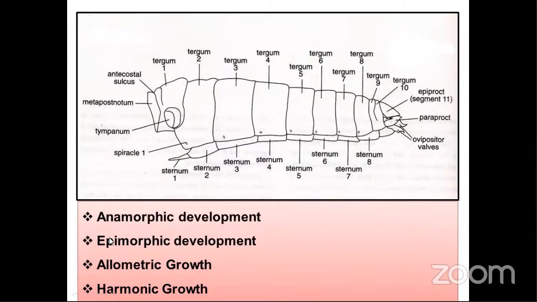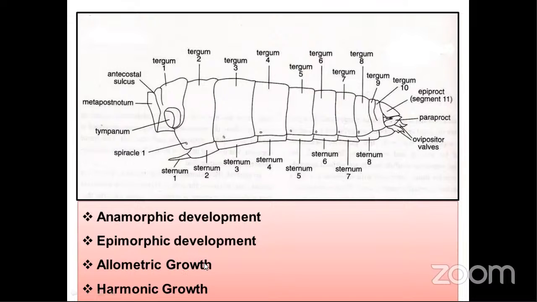Okay. Next, the final concept: anamorphic development, epimorphic development, allometric growth and harmonic growth. What is meant by anamorphic? What is meant by epimorphic? Anamorphic means that in the embryo, 8 to 10 segments are there, and at the time of growth, further segments are added. But in epimorphic development, the segments are fixed. The embryo has 7 to 11 abdominal segments, and there is no addition in epimorphic development, while in anamorphic development there is addition of segments.